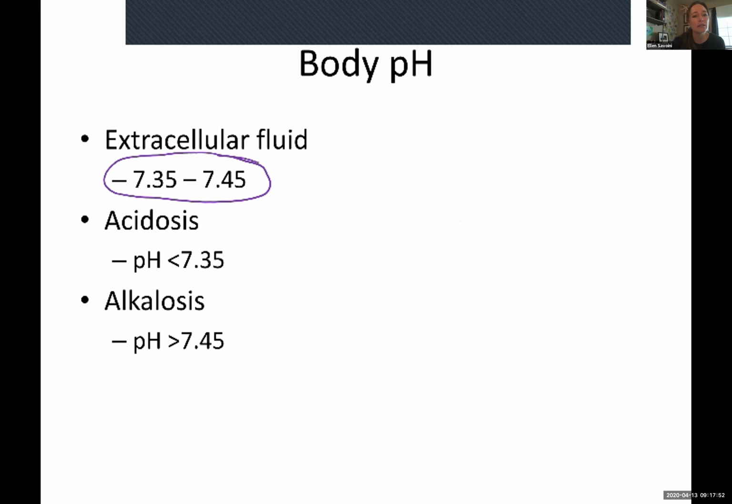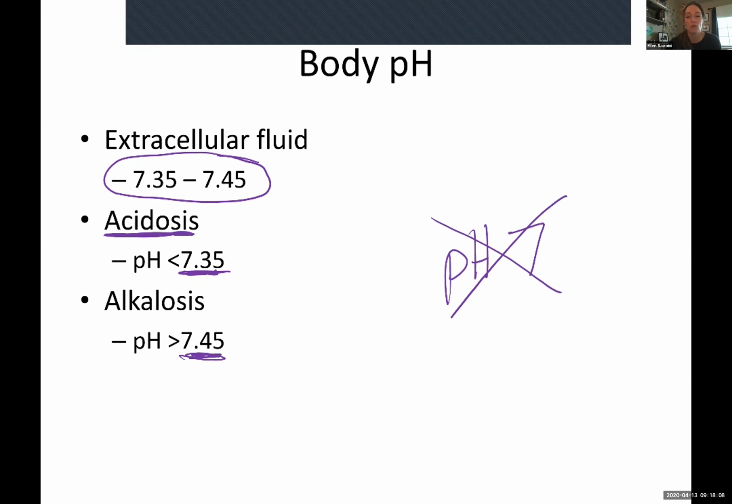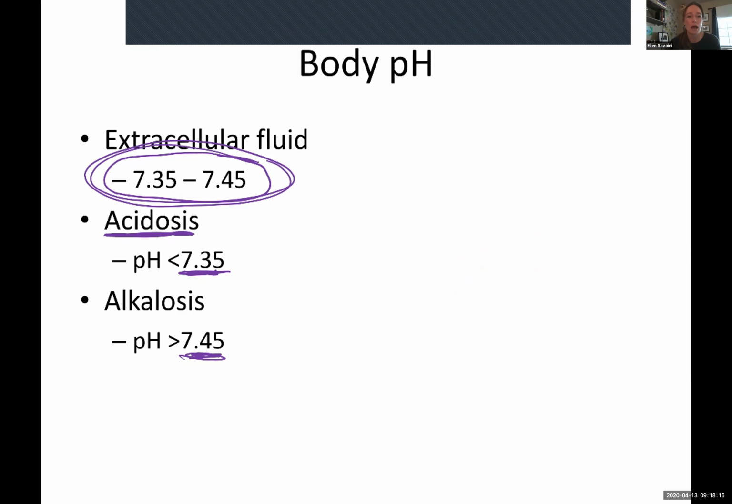Someone is considered to be acidotic if their pH is less than 7.35, whereas they're really alkaline if it's higher than 7.45. So the point here is a pH of 7 is not normal in a human. That's, again, chemistry scale. This is our normal balance. Too high, you become alkaline. Too low, you're acidotic.